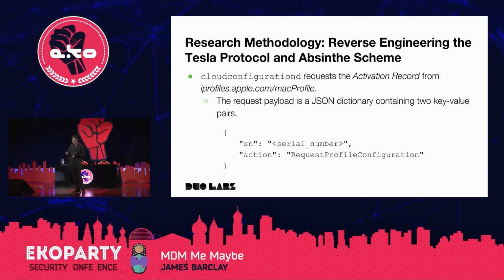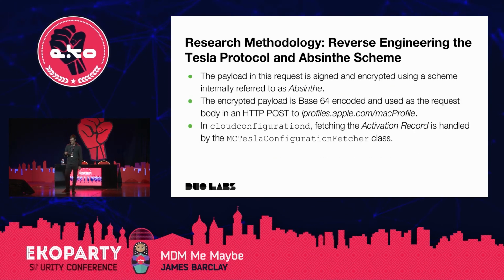So, reverse engineering this Tesla protocol. The Cloud Configuration D binary will request this activation record, which I mentioned previously contains these two key value pairs, the action and serial number. The payload in this request is encrypted using a scheme internally referred to as Absinthe, and is then base64 encoded and used as the request body in an HTTP POST to that endpoint.